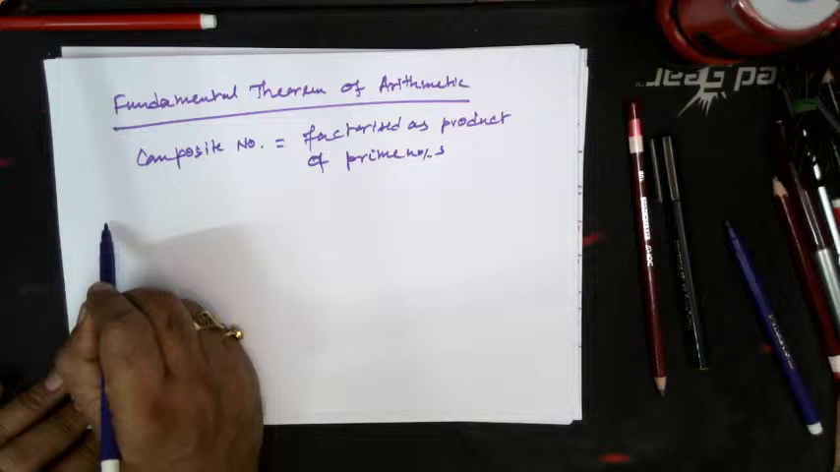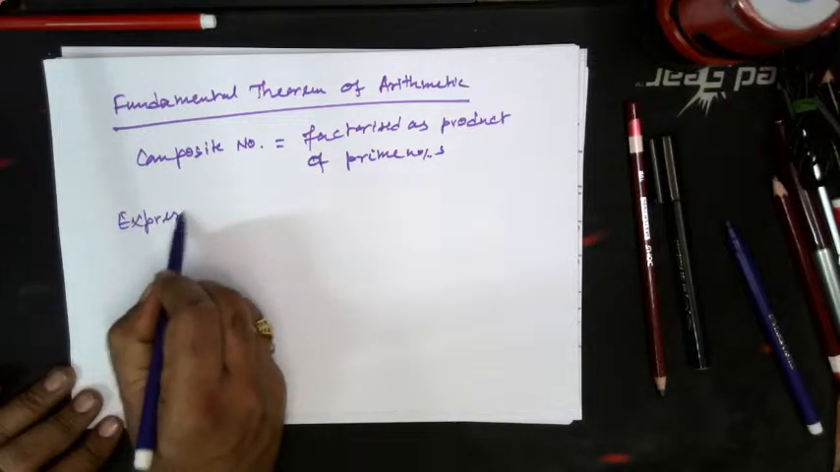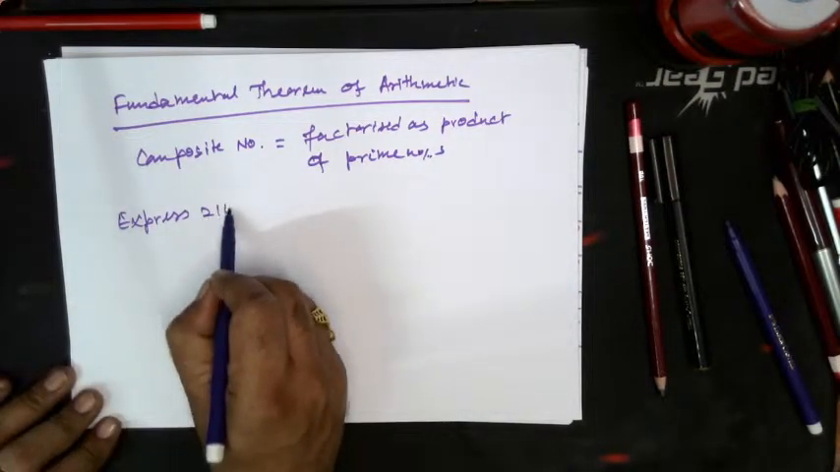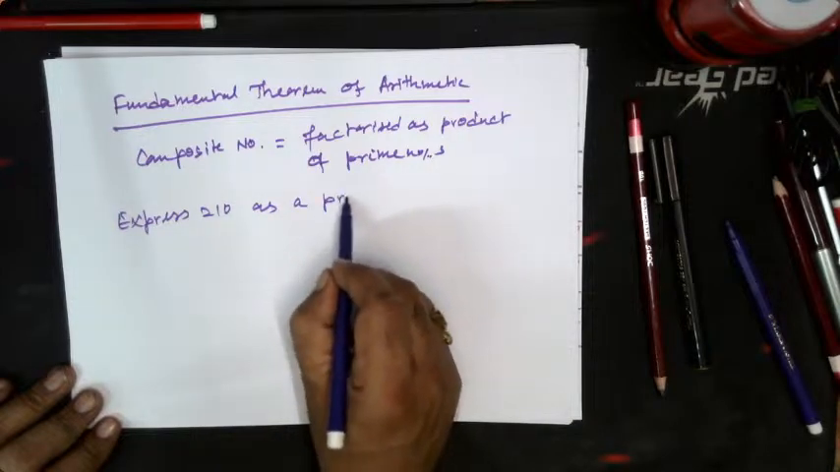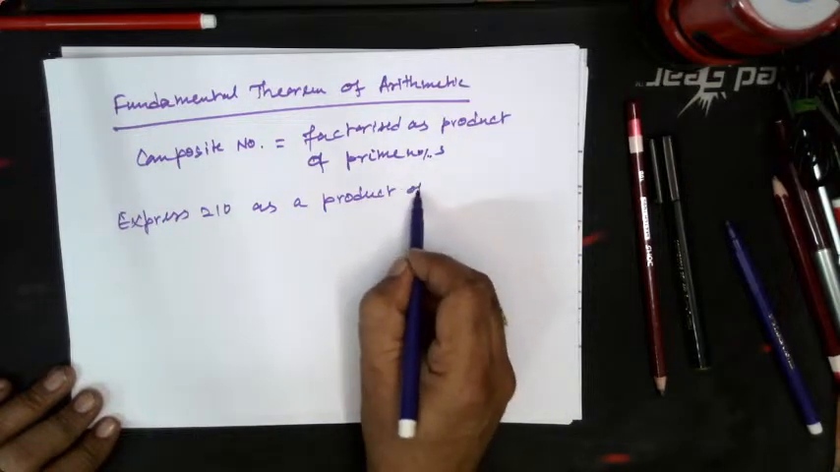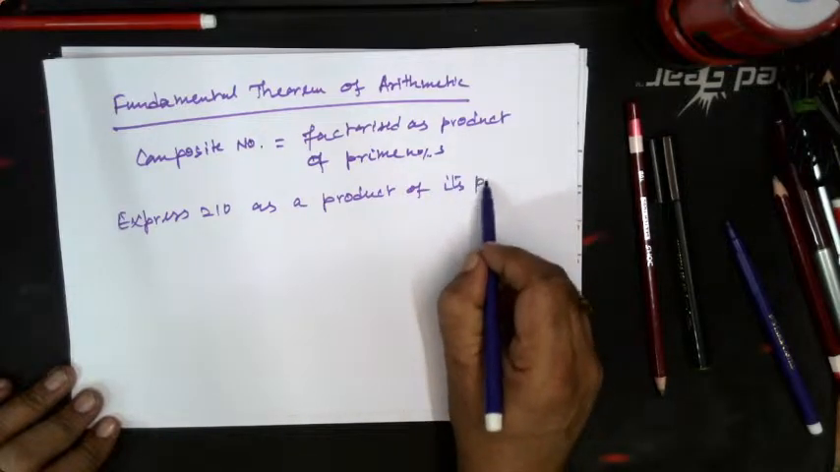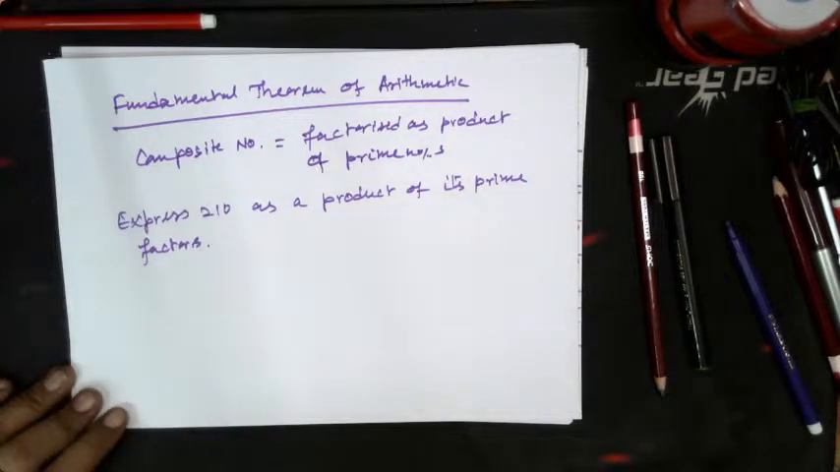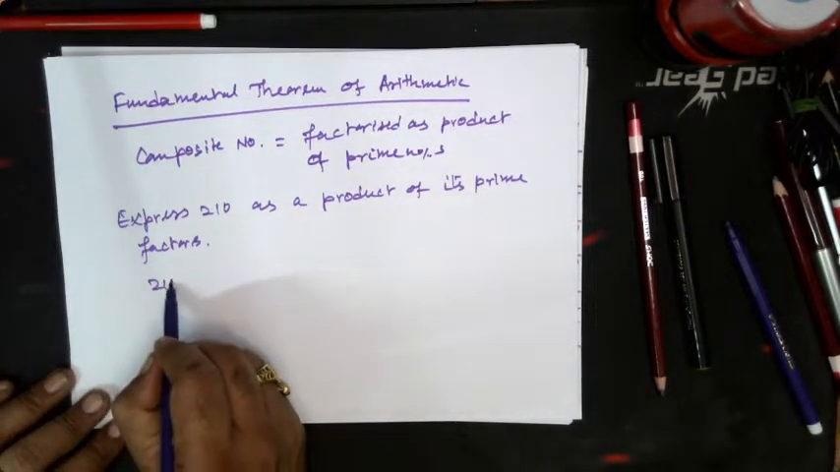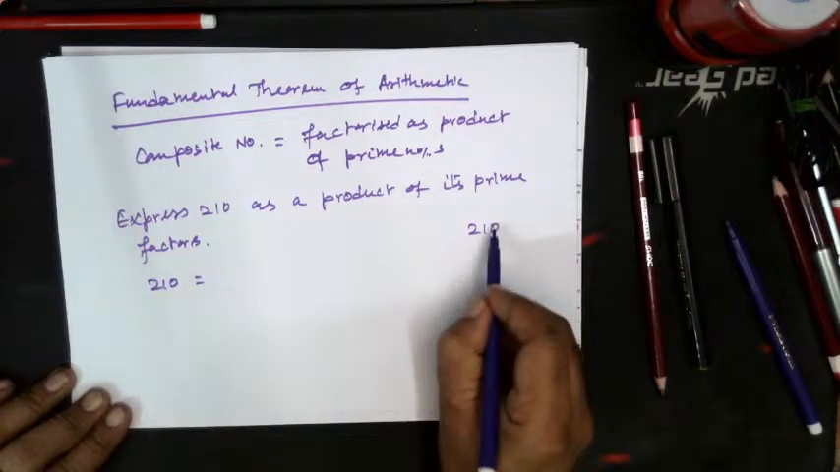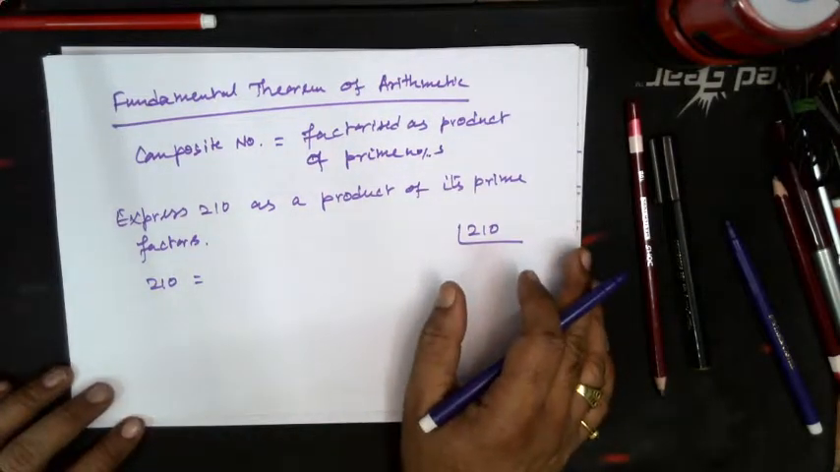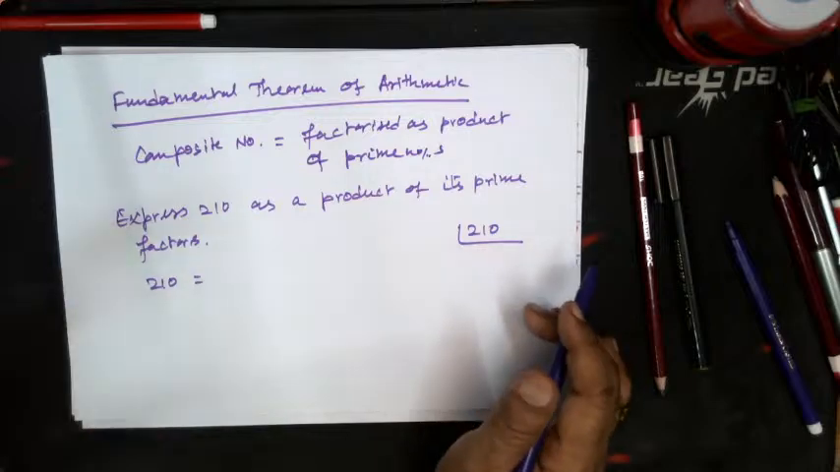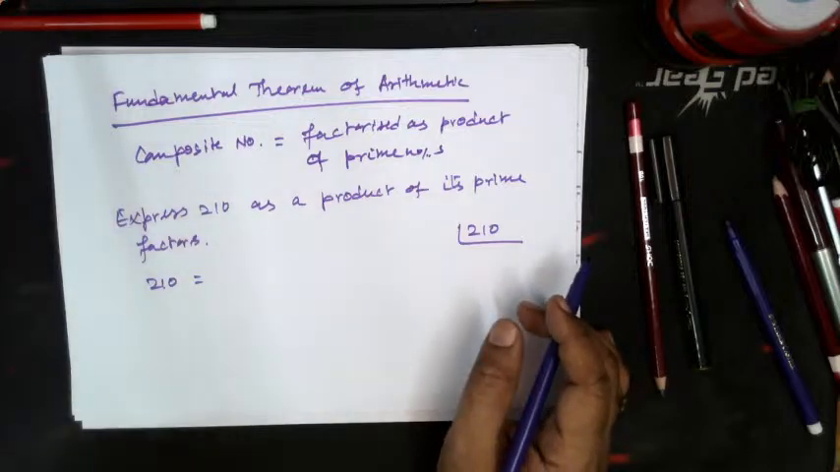Take down this problem. Express 210 as a product of its prime factors. Okay. Now 210 is equal to, let us work out, 210. Always go by the smallest prime numbers. What are the prime numbers? 2, 3, 5, 7, then 11. Not 6. 6 is a composite number of two prime factors, 2 and 3.